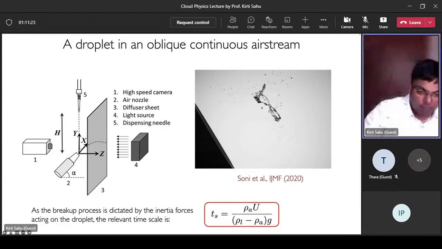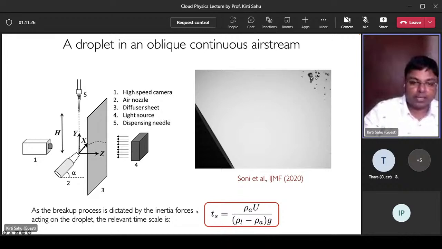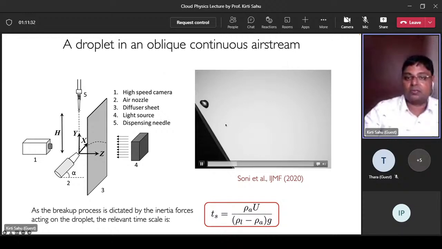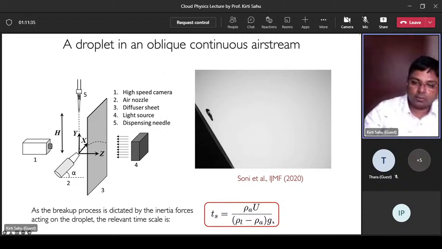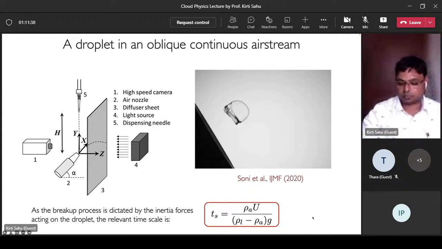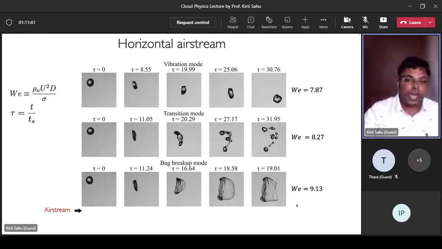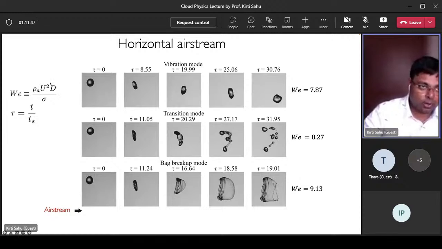The breakup process is dictated by the inertia force acting on the droplets. So the most relevant time scale in this case, which is of the order of a millisecond, can be defined like this. So when we have this horizontal airstream, we have a dimensionless number known as the Weber number, which is the inertia force over the surface tension force, which will define different breakup modes. So here we show the droplet shapes at different time instants for different Weber numbers.